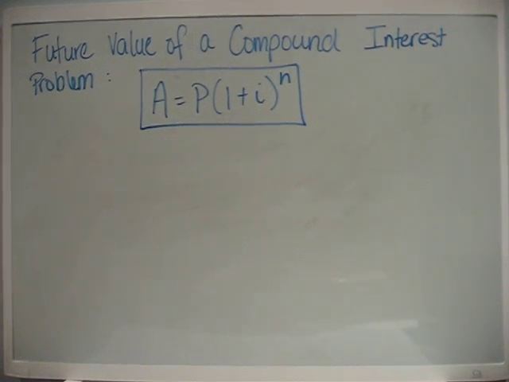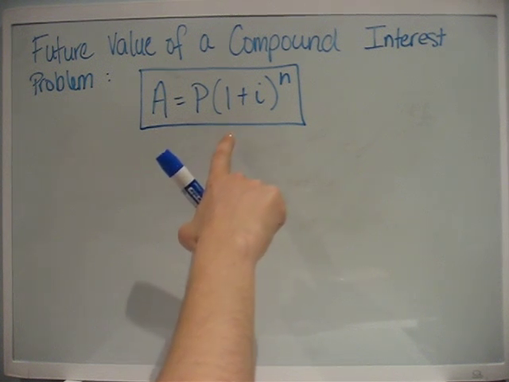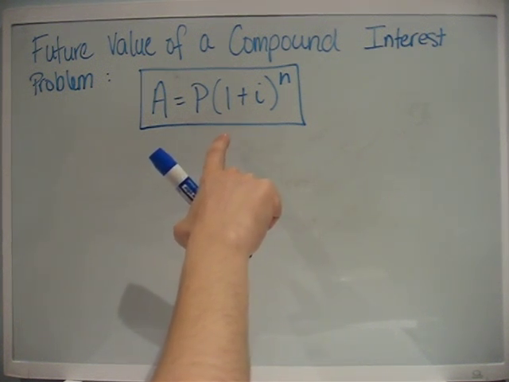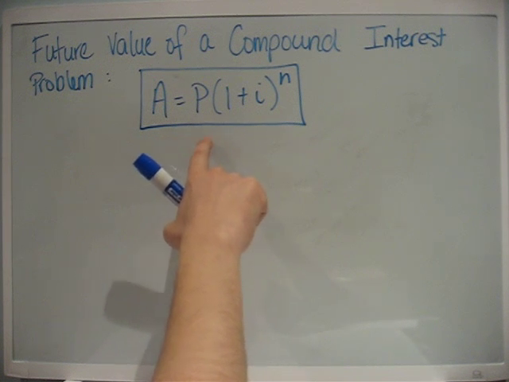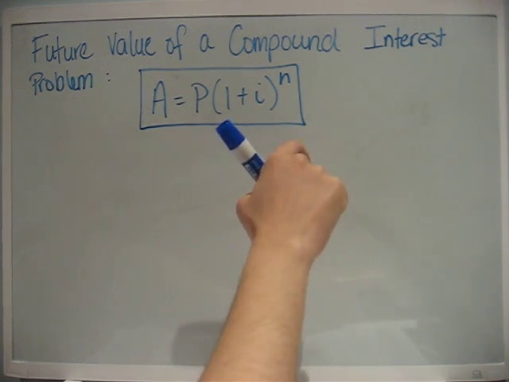We're going to be computing the future value of a compound interest problem. This is the general formula to find the future value of a compound interest problem: A equals P(1 plus I)^n.